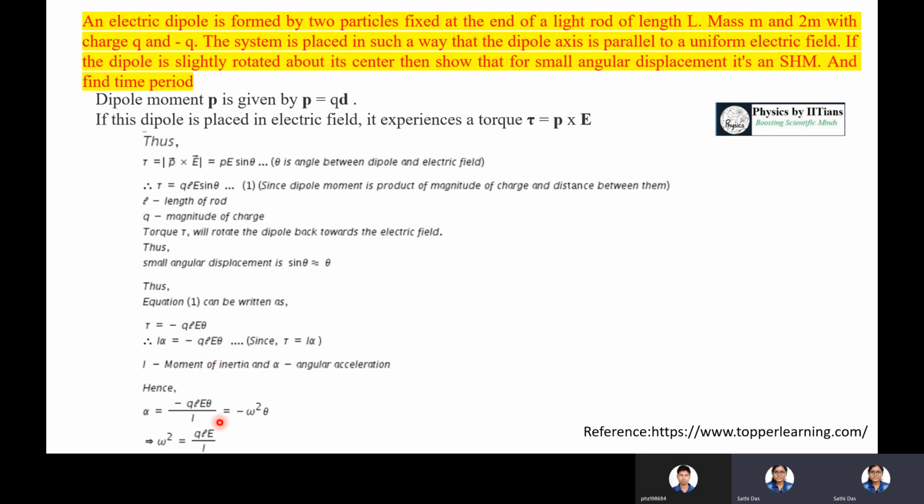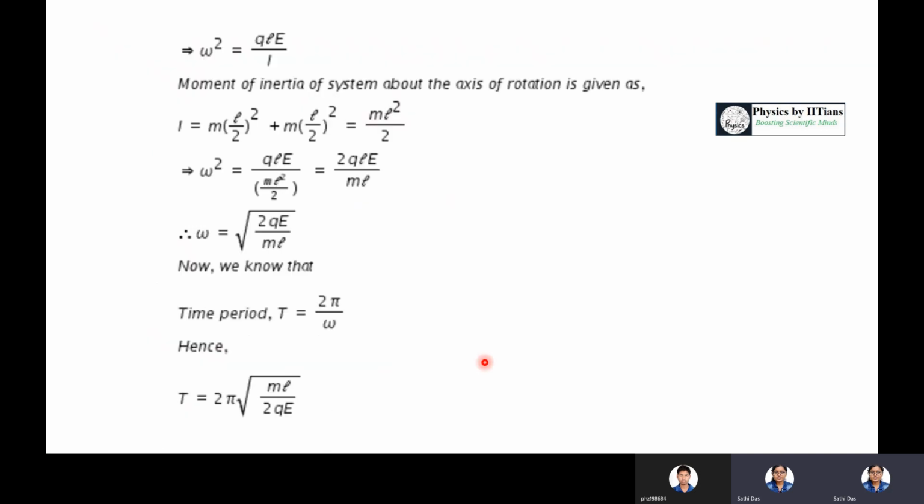So alpha can be written as minus QLE theta by I, or minus omega square theta, where omega square equals QLE by I. Sorry, this is not L, this is I, the moment of inertia. So omega square is this one. The moment of inertia of the system about the axis of rotation is I, that is m (L by 2) whole square plus m (L by 2) whole square. So you will get omega as root 2QE by mL. So the time period will be 2 pi by omega, that is 2 pi root mL by 2QE.